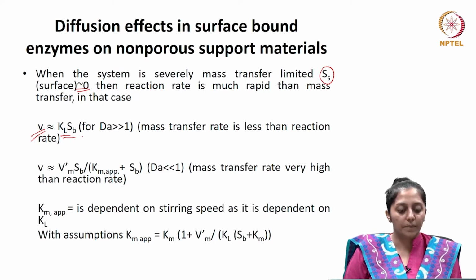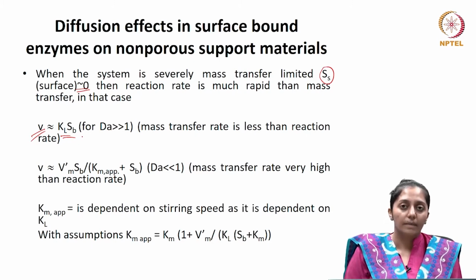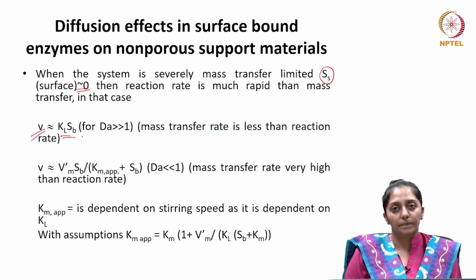which means it is a mass transfer limited system rather than reaction rate limited. So, if you remember what the Damköhler number was, it was a dimensionless number which tells whether the system is mass transfer limited or reaction rate limited. If this Damköhler number is very low, that would mean that the system is reaction rate limited. So, if the system is reaction rate limited, which means mass transfer rate is very high compared to the reaction rate. So, reaction rate is slow.